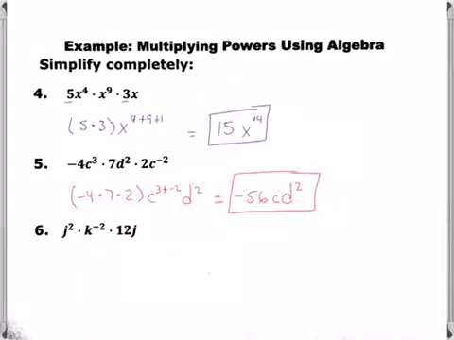And then question 6, multiply your coefficients. Well, the only coefficient we have here is 12. And then we add the exponents on our like-based items. So 2 plus 1 for j, and then k is to the negative 2nd.